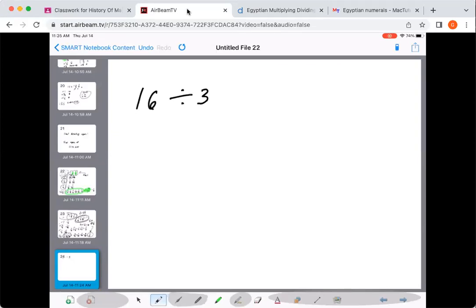Let me just get all my notes. So we say 1, 3, double it, 2, 6, double everything, 4, 12. I'm not going to double again, I'll get bigger than 16. So I look at where I am. I'm at 15 now. I need 1 more.